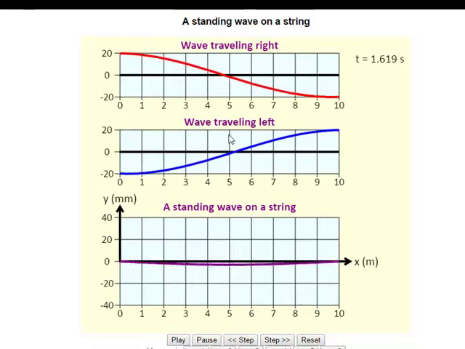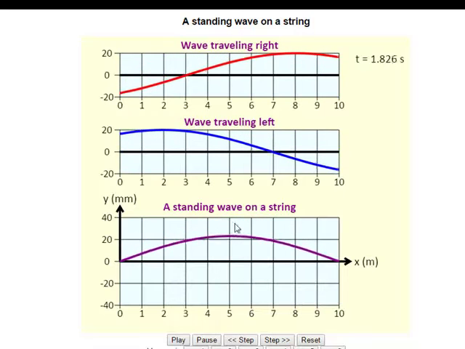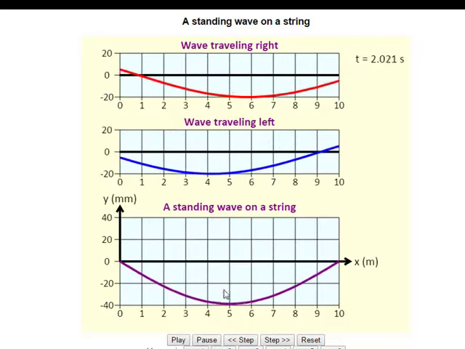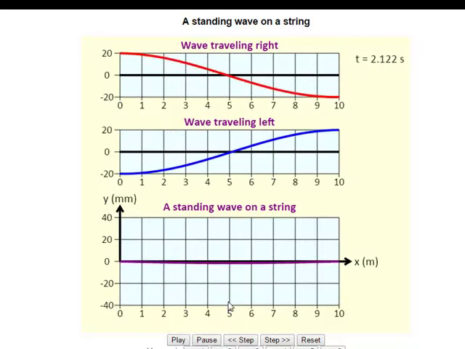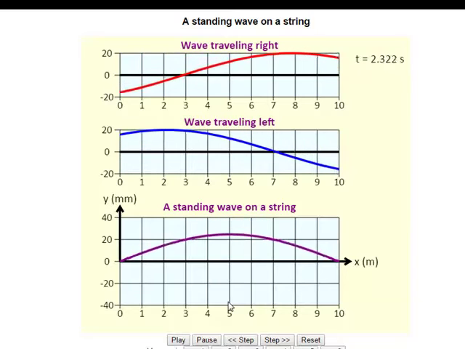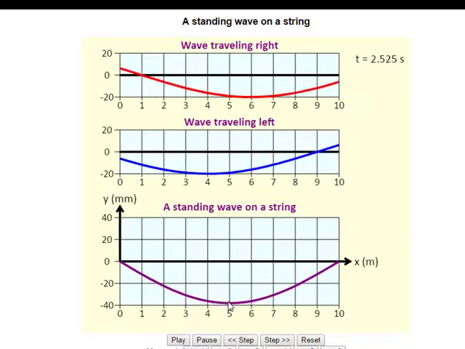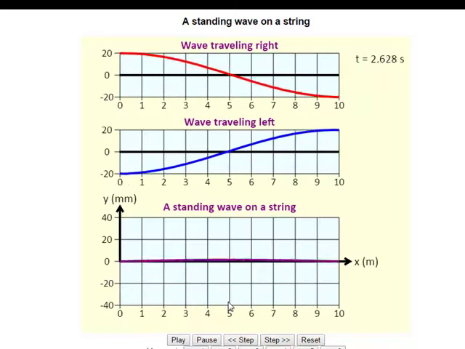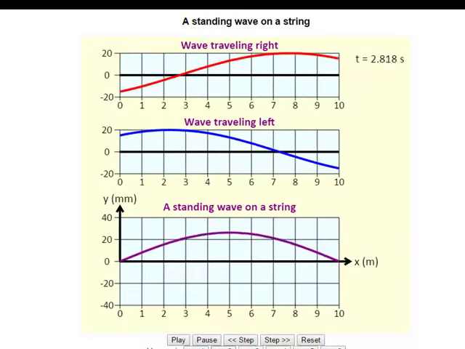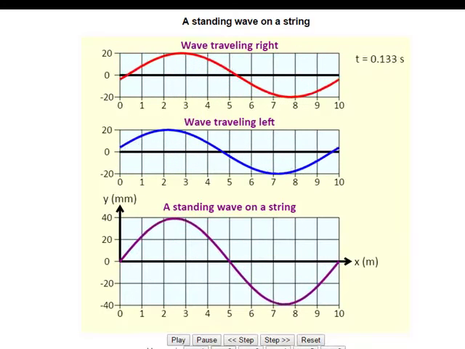Let's take a look in the center. When the red wave is up, the blue wave is up, we get a large positive displacement. When the red wave is down, the blue wave is down, we get a large negative displacement. This only happens at certain wavelengths and certain frequencies. You found that in the lab, in our homework, that this occurs at a fundamental frequency, harmonic equal to 1, or its multiples.